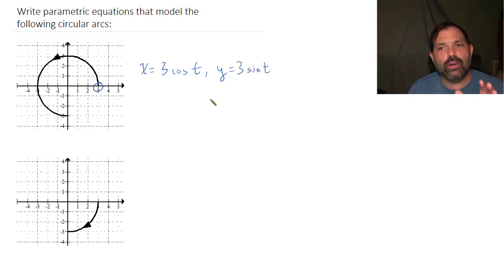But it's not an entire circle. It's part of a circle. It's 3/4 of the circle. And so we know the full circle goes all the way to 2 pi. So let's let t vary from 0 to 3 pi over 2.